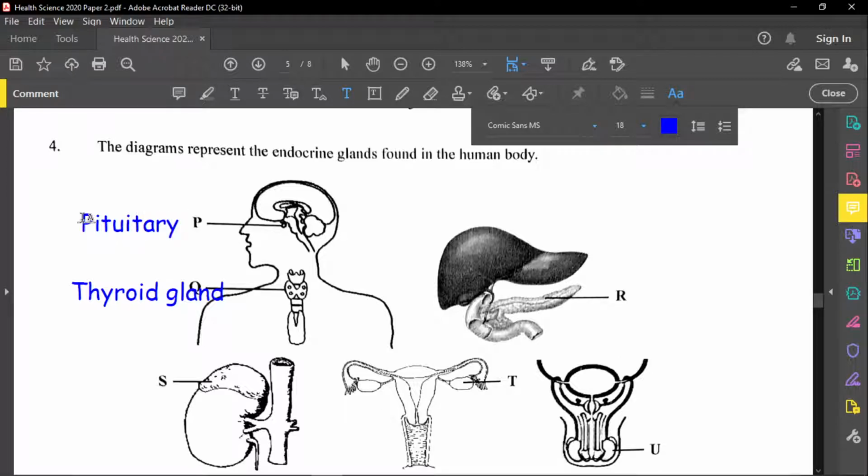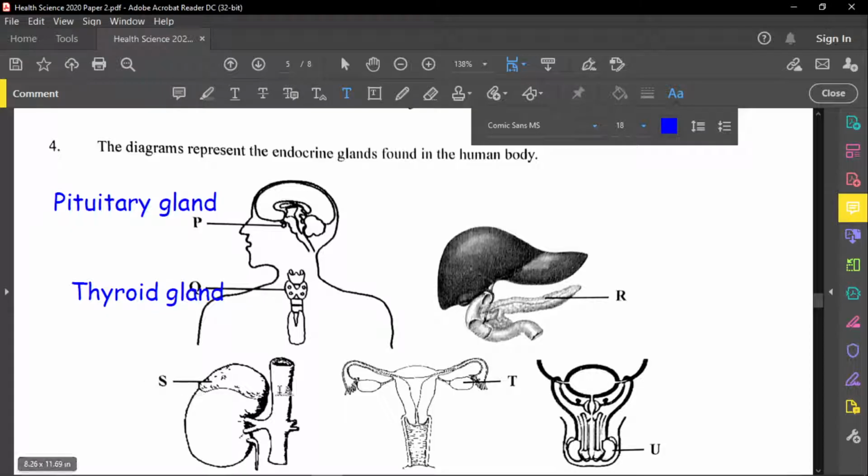All right, so the pituitary gland will be found there. Let me see if I could do it a better way. It's going to be a little bit in the diagram. Let me do it over here. So this is a pituitary gland. All right, great. So that's the pituitary gland, the thyroid gland.